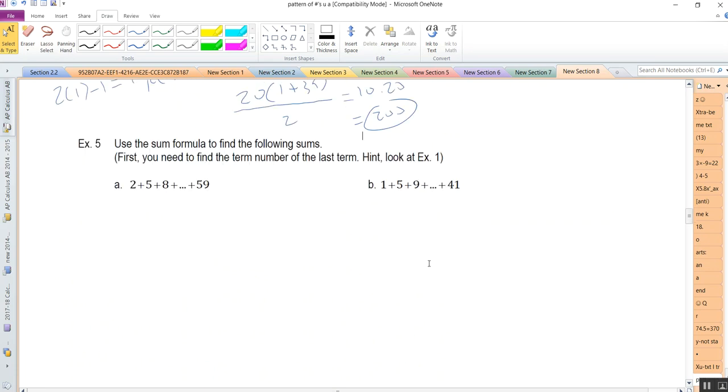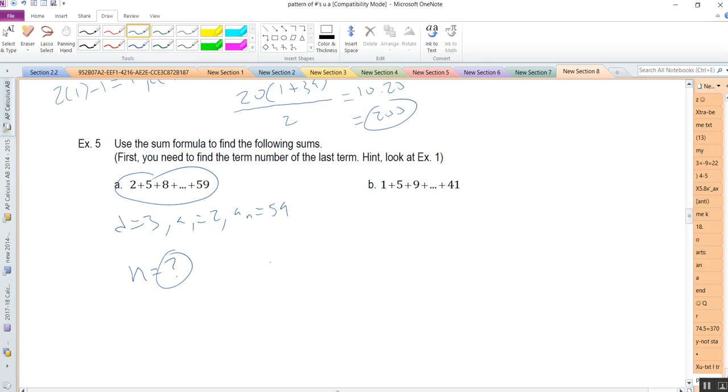Let's say we try to find this out. So we see that the common difference is 3. We see that the first term is 2. And we see the last term is 59. Now, how many terms do we have? That might be a little tricky. So, how many terms do we have?